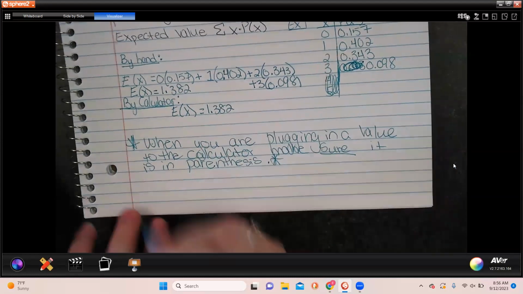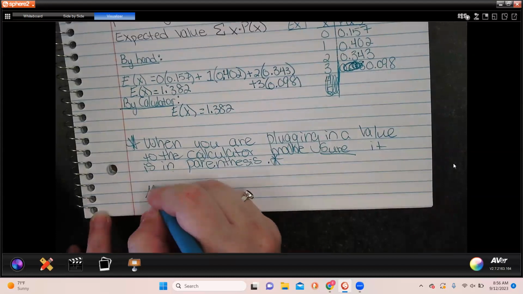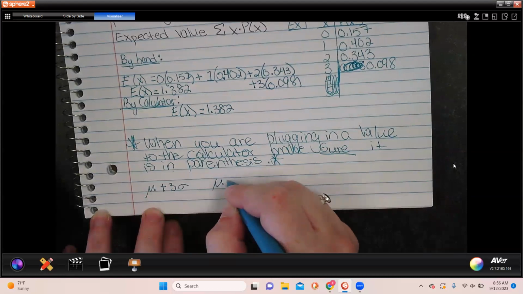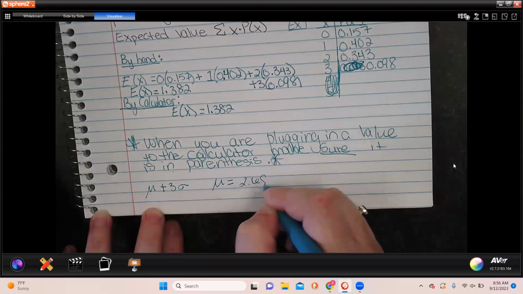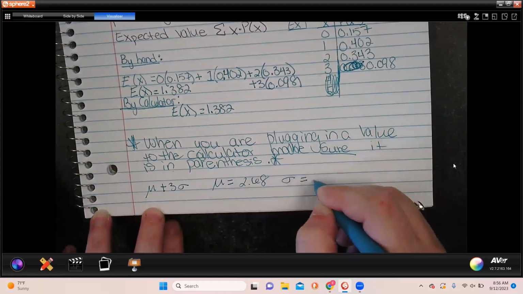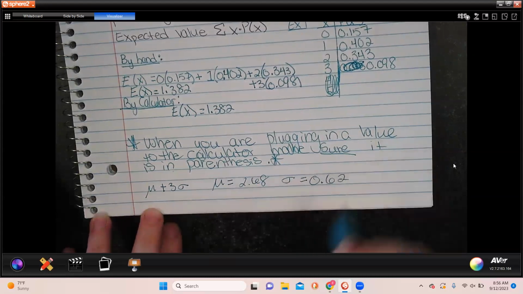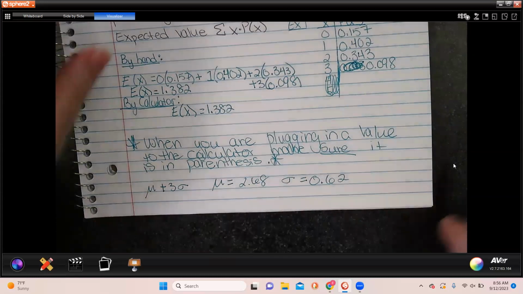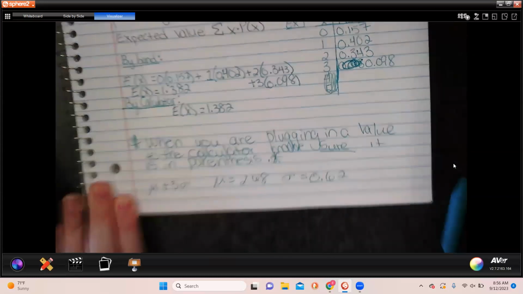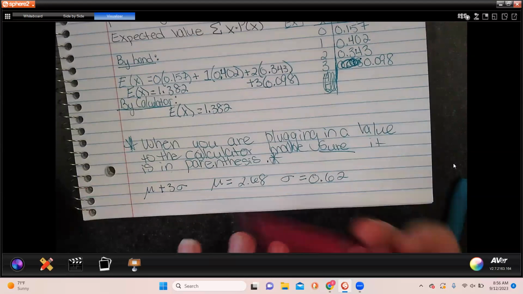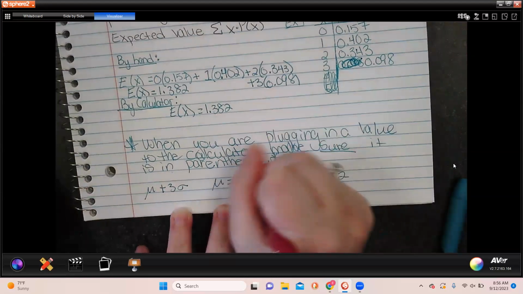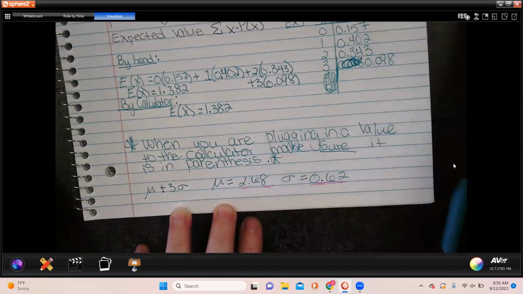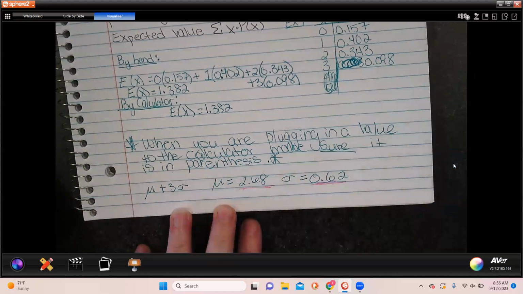Okay, so an example is I have mu plus 3 sigma, and then I'm going to tell you mu is 2.68, and I'm going to tell you sigma is 0.62. So I've given you the data values that you needed to answer this question. You have to plug them in appropriately. I know I have this value, and I know I have that one, and they can both go right into the equation.